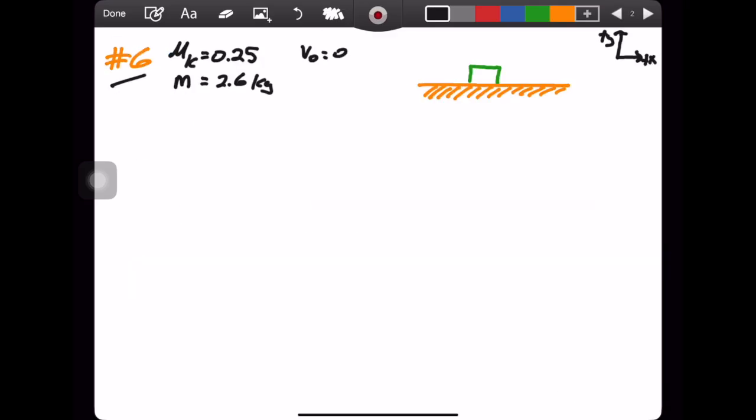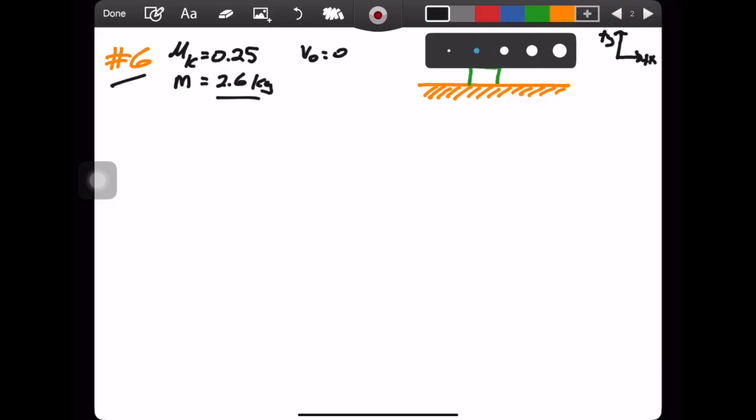This is problem number 6 from problem set 6. In this problem, we're told that there's a 2.6 kilogram block, so that's why I write mass is equal to 2.6 kilograms. And it's attached to a horizontal rope. So I'm going to represent the block as this green block you see here. And it's going to be on some surface where we're going to have to take into account friction. This is not a frictionless surface. We have to take into account friction.